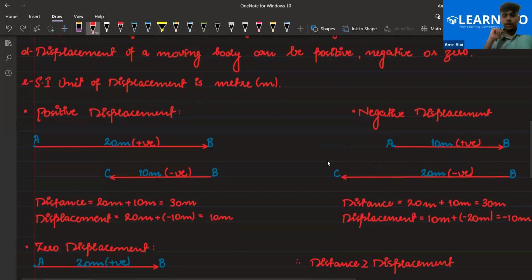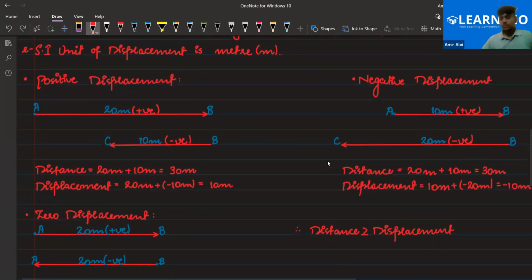Check it. Now it's time for the zero displacement. Now let me know the answer of the total distance covered.